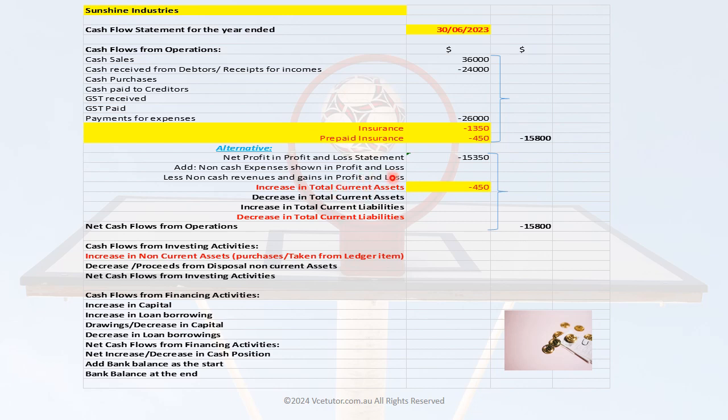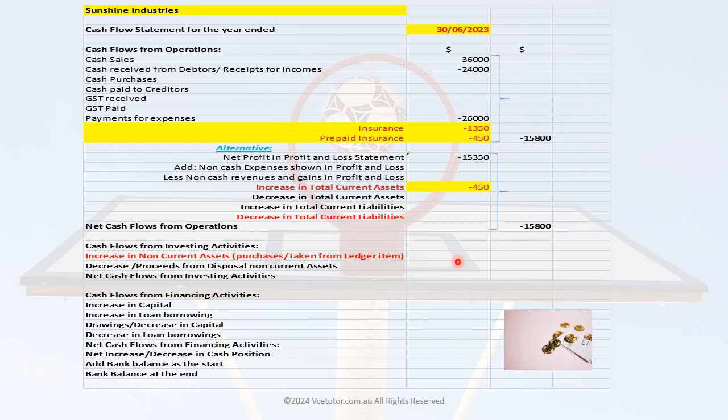Non-cash expense means we did not pay the money out, so that should be added to the profit. Less non-cash revenues or gains in profit and loss. Non-cash revenues can be profit on sale of any of the asset, or discount received. That amount of non-cash revenue was not received in cash, so that has got to be negative.